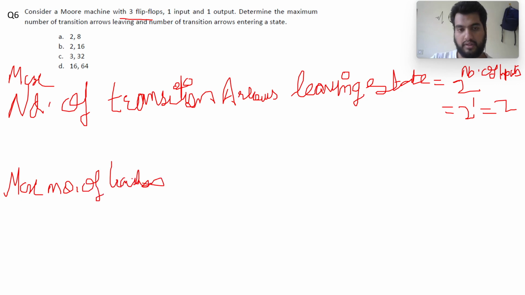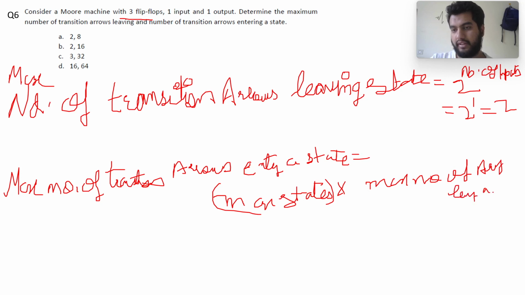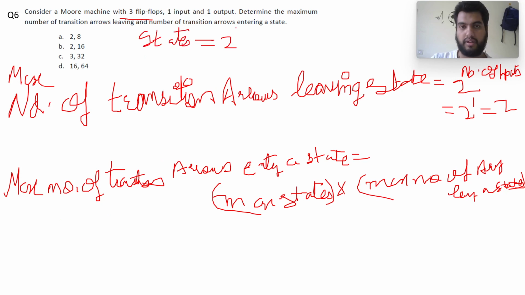Now we need to find the maximum number of transition arrows entering a state. That is equal to the maximum number of states possible, multiplied by the maximum number of arrows leaving a state. How many maximum states are there? States can be found by 2 raised to the power number of flip-flops, which is 2 raised to the power 3. Since the number of flip-flops is 3, this is equal to 8. So the maximum states possible are 8, and the maximum number of arrows leaving a state we just found was 2. So the maximum number of arrows entering a state is equal to 16.